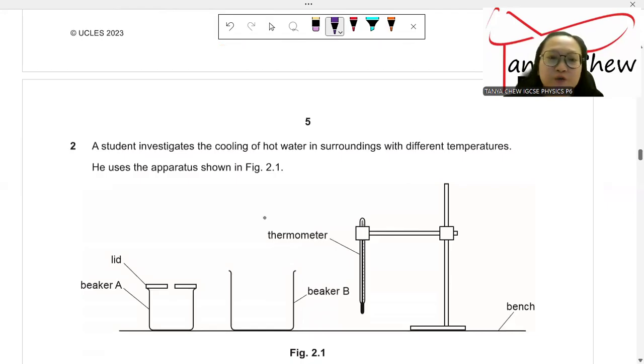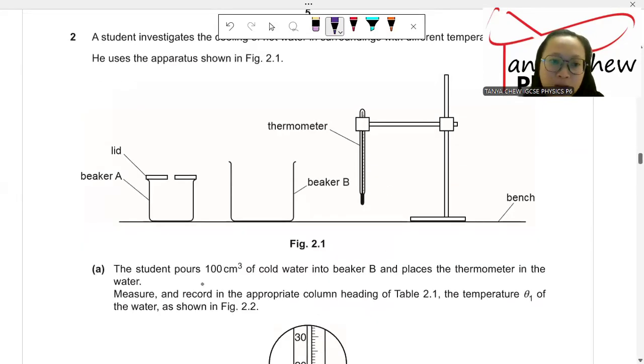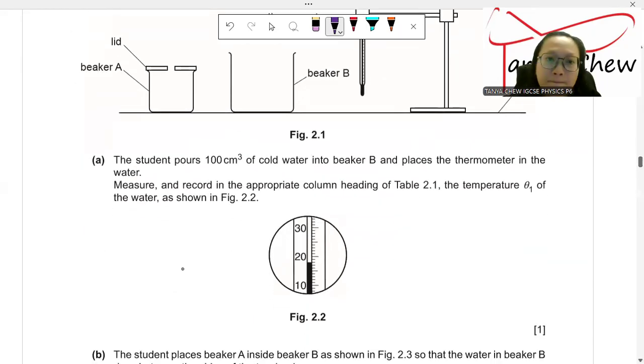Now, second question. A student investigates the cooling of hot water in surroundings with different temperatures. He uses the apparatus shown in Fig 2.1. A, the student pours 100 cm cube of cold water into beaker B first and places the thermometer in the water. Measure and record in the appropriate column heading of table 2.1 the temperature theta 1 of the water as shown in Fig 2.2.